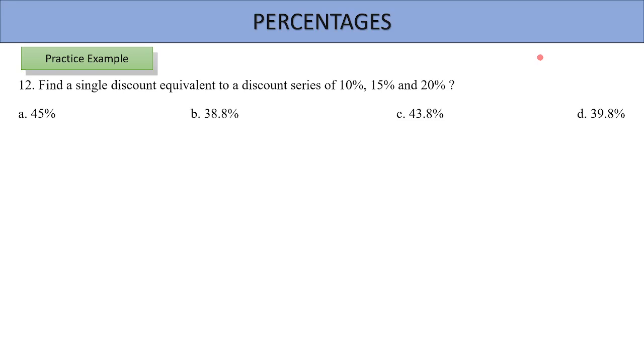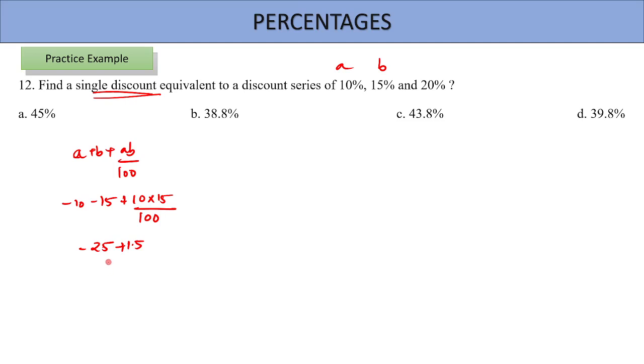A similar sort of sum, guys. The only difference is it's a discount, so you have to consider this value as minus. Consider this as your A and this as your B first. So A plus B plus AB by 100, which is minus 10 minus 15 plus 10 into 15 by 100. Minus minus will become plus. So you will get minus 25 and plus 1.5, which is minus 23.5.